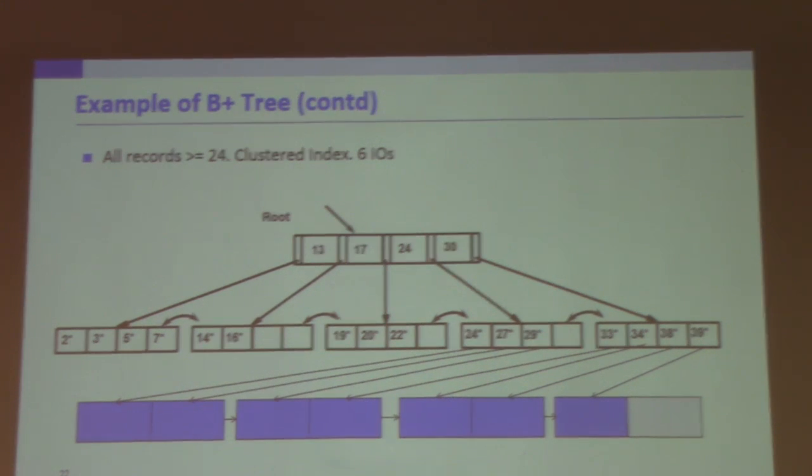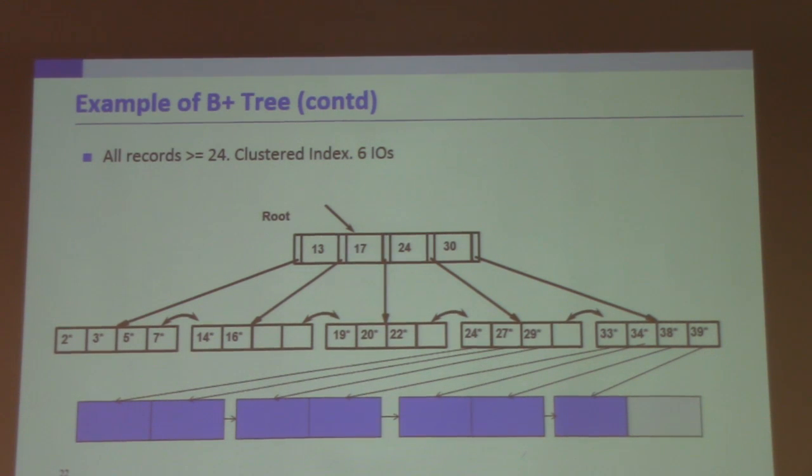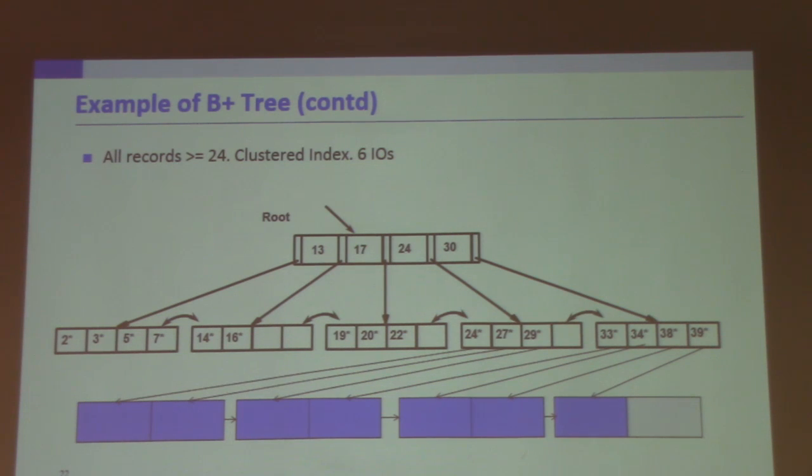The final remark I want to make is that for a given table, you can have only one cluster index. Why? Because your records can be sorted in only one fashion. You only have one fixed order of your records. But you can have as many unclustered indexes as you want. In fact, by default, in MySQL and in a lot of database systems, you always build a cluster index on the primary key of your table.